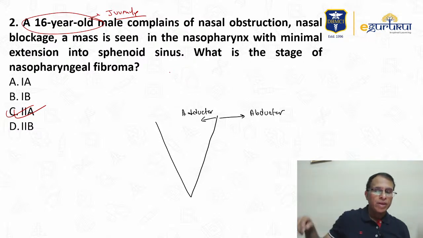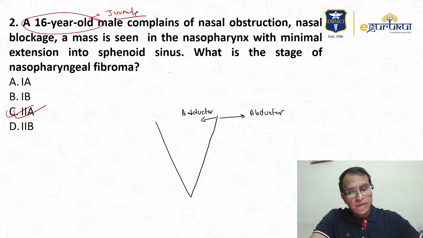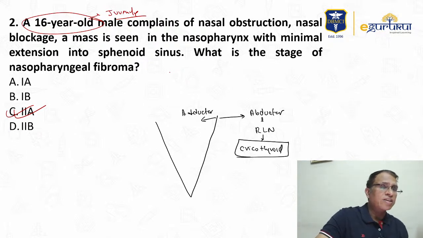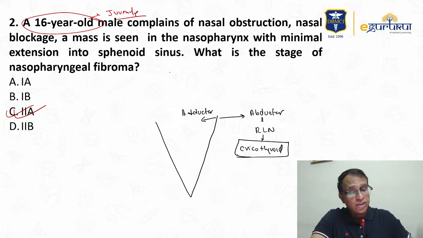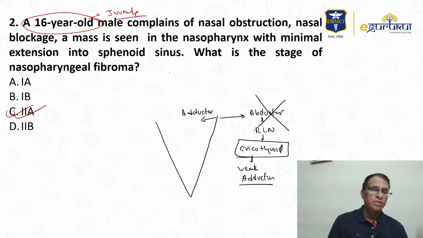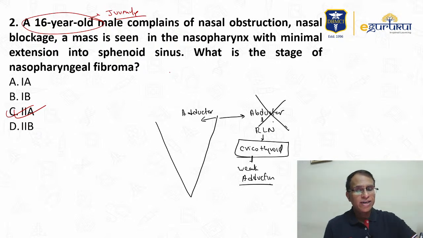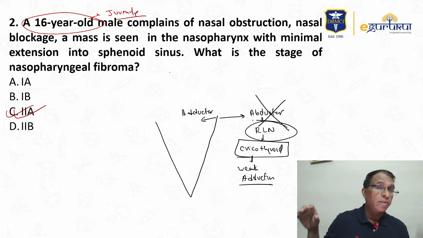Now, if recurrent laryngeal nerve is paralyzed, cricothyroid is still functioning. And what is the function of cricothyroid? Cricothyroid is a weak adductor. So cricothyroid does weak adduction. So weak adduction is possible, but abduction is not possible. That's why recurrent laryngeal nerve palsy is called the abductor palsy.